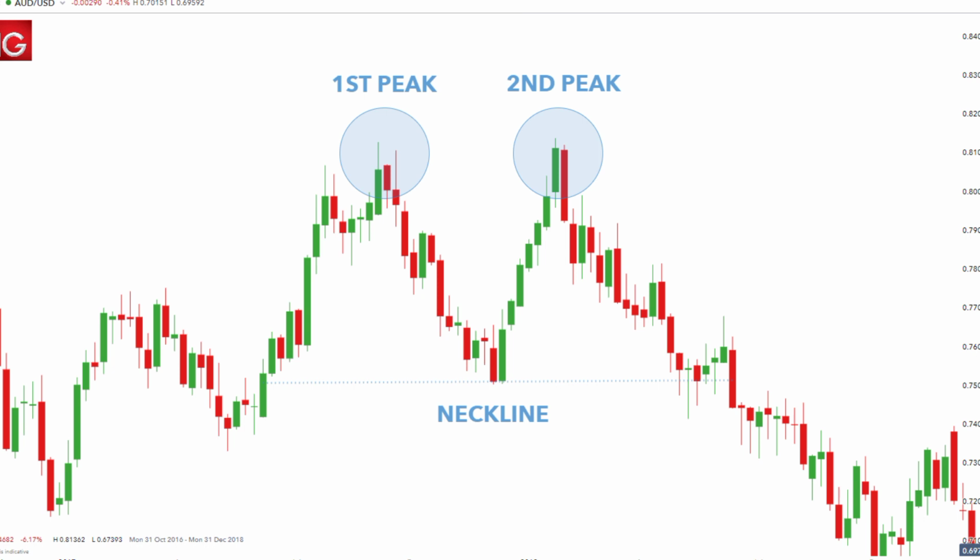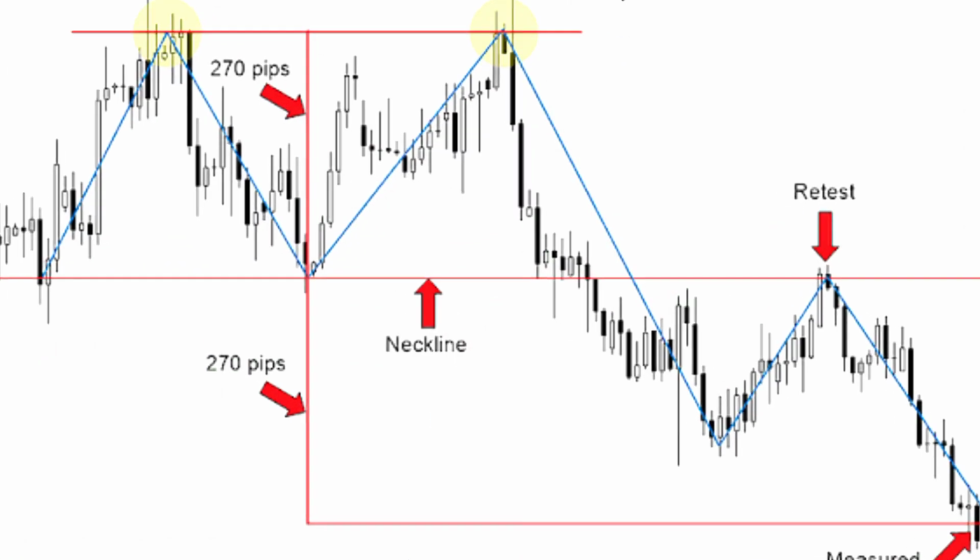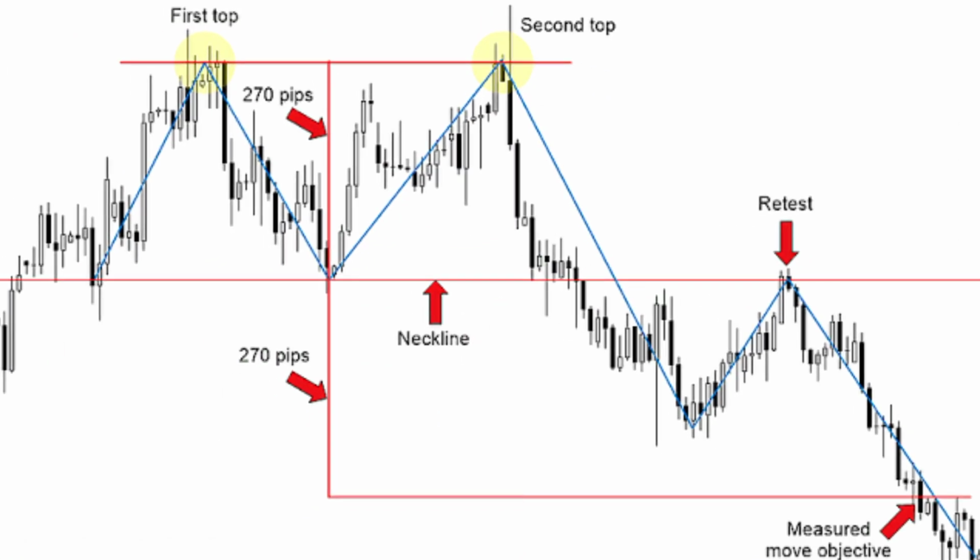1. Identify the two distinct peaks of similar width and height. 2. Distance between peaks should not be too small, time frame dependent. 3. Confirm neckline/support price level.